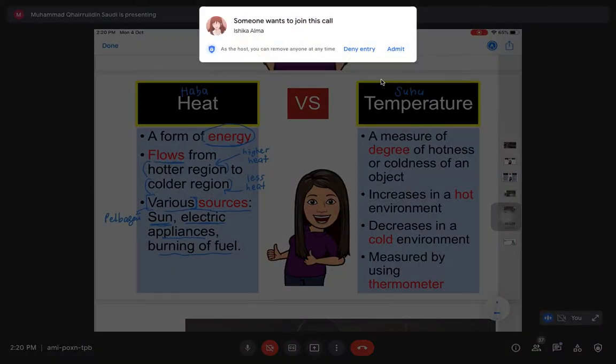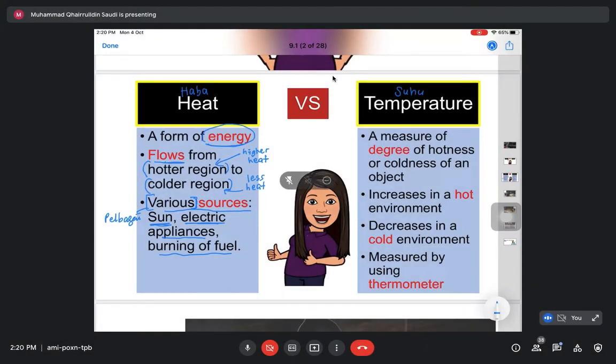Kaitan haba dengan temperature adalah apabila haba tinggi, temperature akan semakin menaik. Apabila haba menurun, temperature akan semakin menurun. Itu adalah kaitan di antara heat dan temperature. Apa pula temperature? So, temperature is suhu. A measure. Dia adalah satu pengiraan. Dia mengira apa? Pengiraan degree of hotness, mengira kepanasan ataupun coldness, kesejukan sesuatu objek.